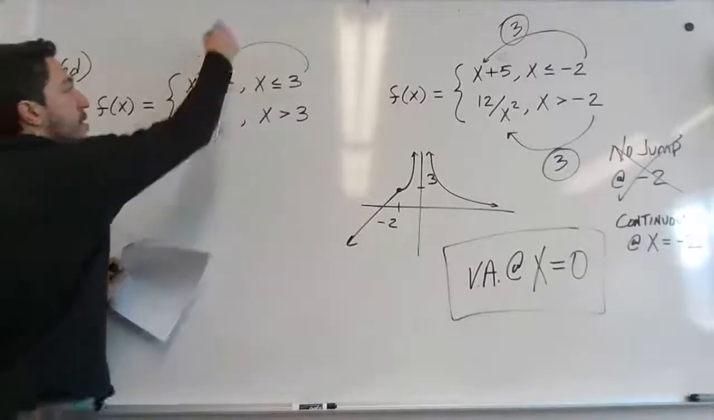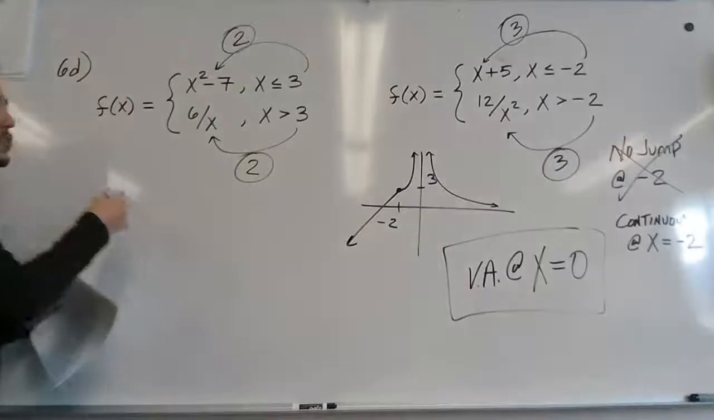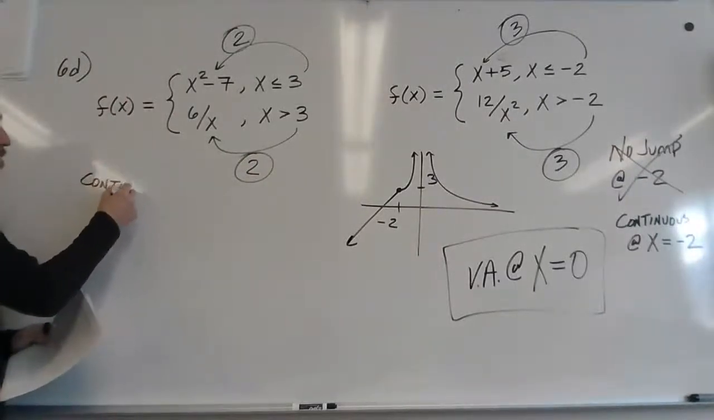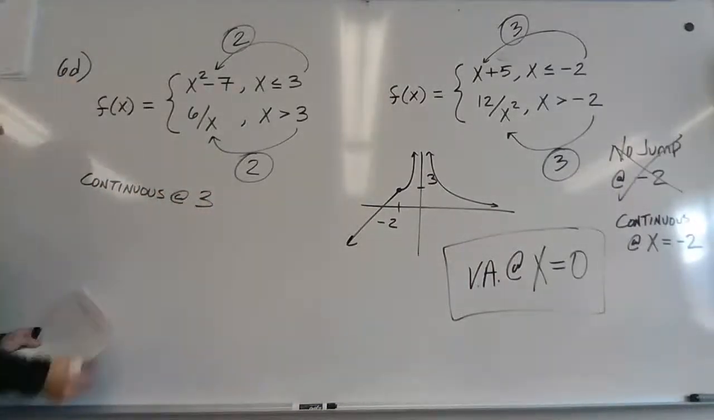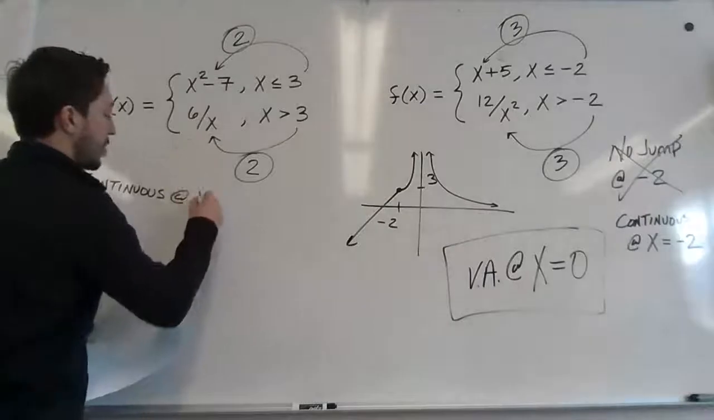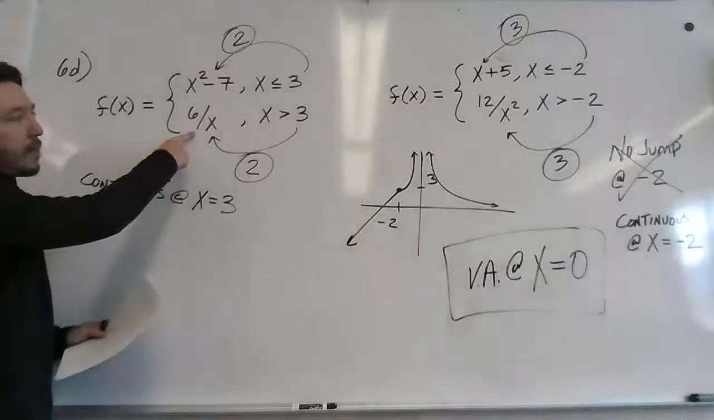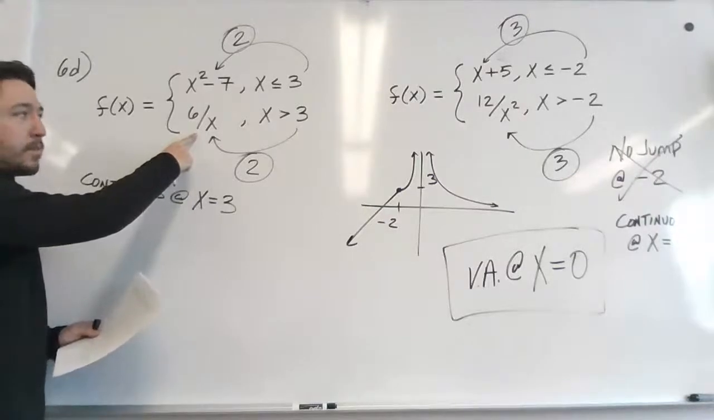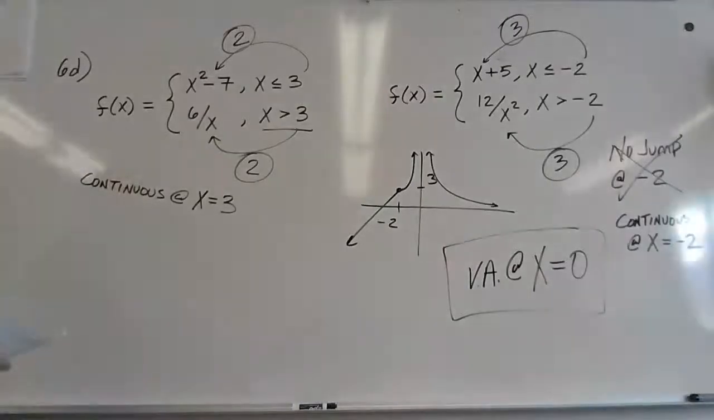Okay. So, first question we're gonna ask is, do they connect? Plug in 3 here, you get 2. Plug in 3 here, you get 2. So it is continuous. That tells us that it is continuous at 3. I should say when x is 3 to be more specific. And then would this guy by himself have a vertical asymptote? Yes, at 0. But is 0 in this interval of numbers? No, 0 is not bigger than 3.